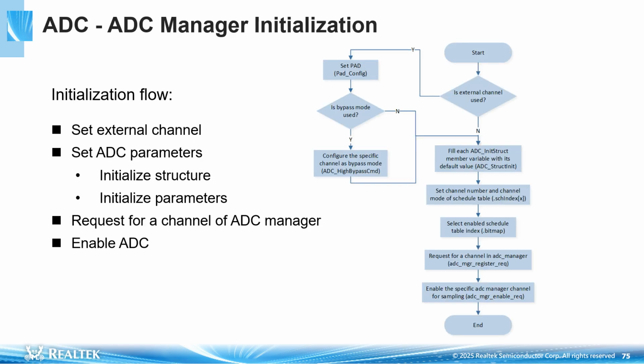Next, we will introduce how to use ADC through ADC Manager. First, if you use an external channel, set PAD. If you use bypass mode, call the function ADC high bypass CMD to enable bypass mode. Then, set the ADC schedule table. Next, call the function ADC MG or register REQ to request a channel of ADC Manager. Finally, call the function ADC-MG or enable REQ to start ADC sampling.